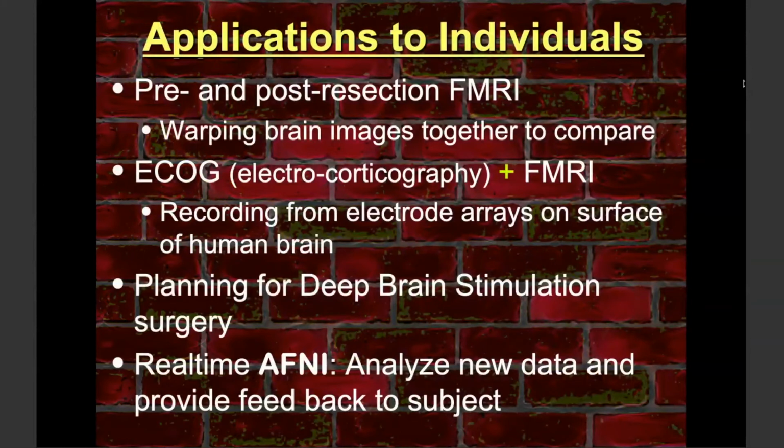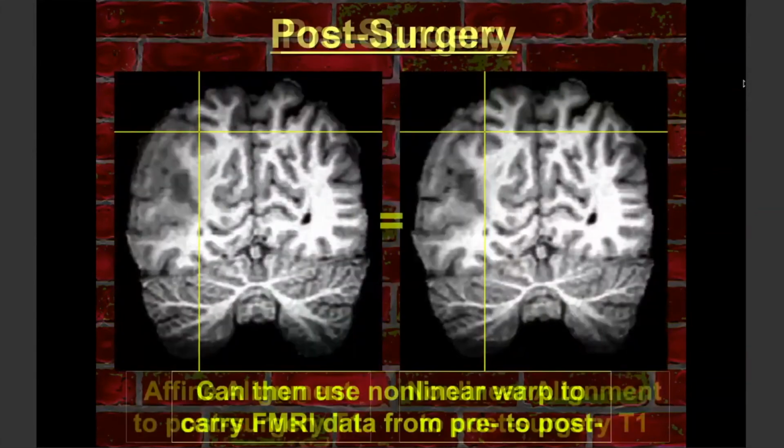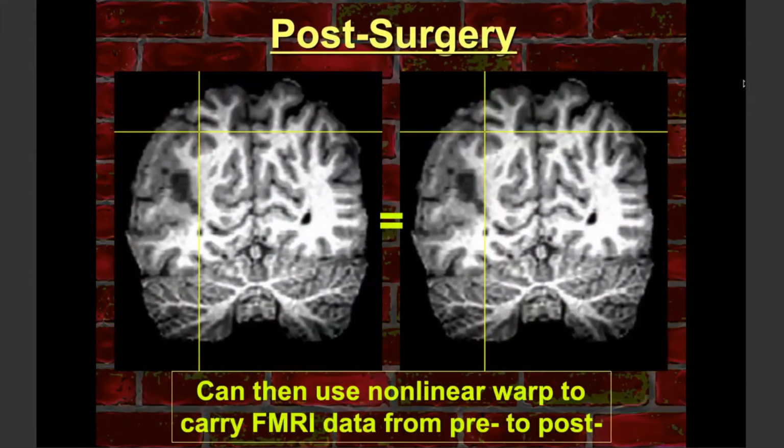And some of this stuff in AFNI can be applied to individuals for fMRI mapping, pre and post surgical, if someone had a tumor removed, for example, a resection, or ECOG. I'll show you some of that. Planning for deep brain stimulation, and I won't show you this, but AFNI can take data in real time and beat on it with a stick and send the results of the beating back into the subject for feedback. So I'll skip this surgery stuff because of time.